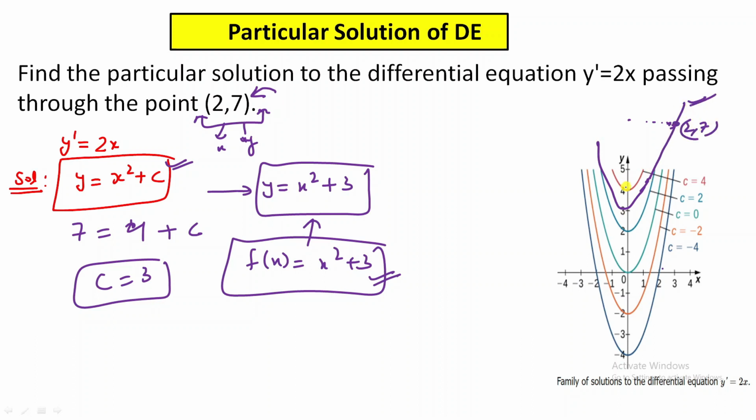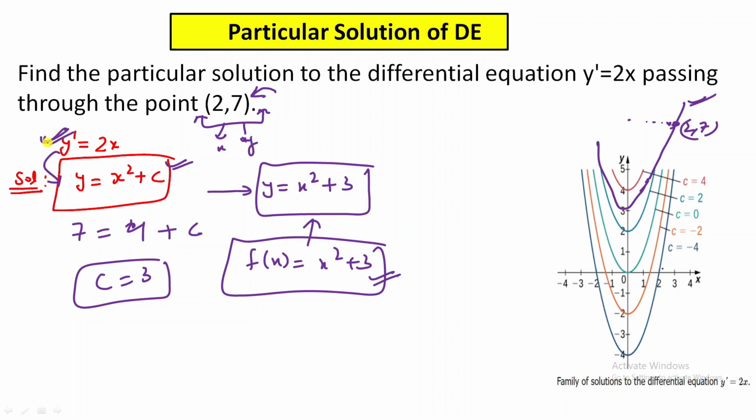So this is the particular solution which is passing via (2, 7). Now here we are just saying, if we are given a solution, we can verify it. In normal mathematics, if we have to find the solution for a given differential equation, how can we reach this function?